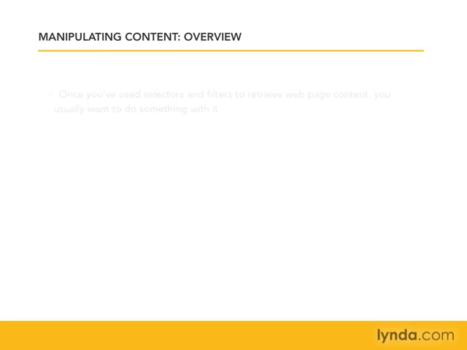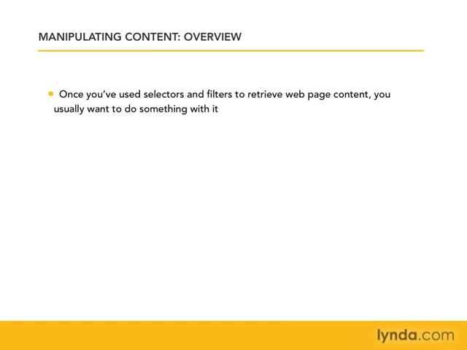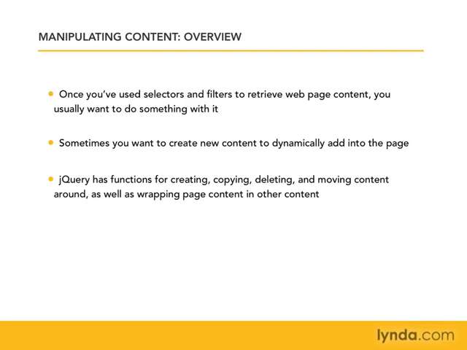Once you've used the selectors and filters to get the content out of the web page, typically you're going to want to do something with it. In addition to that, there are times when you're going to want to create new content to add into the page dynamically. For this purpose, you use jQuery's content manipulation functions. As you're about to see, there are functions for creating and copying and deleting and moving content around, as well as wrapping page content inside other content.